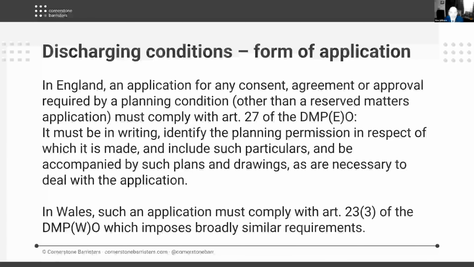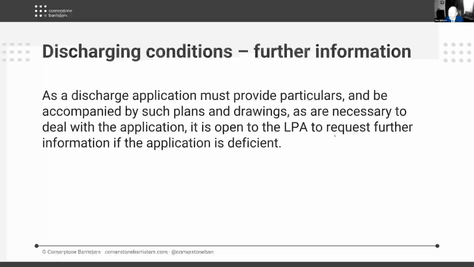So it's incumbent on a developer to anticipate what it is that the LPA needs in order to determine the application and to include that information in the application. If it doesn't do that, if the LPA feels that it needs more information from the developer, then it's open to the LPA to request that further information. And again, it's incumbent on the developer to meet the LPA's needs because it runs the risk of the LPA rejecting the application if there isn't enough information for it to be satisfied that the condition should be discharged.